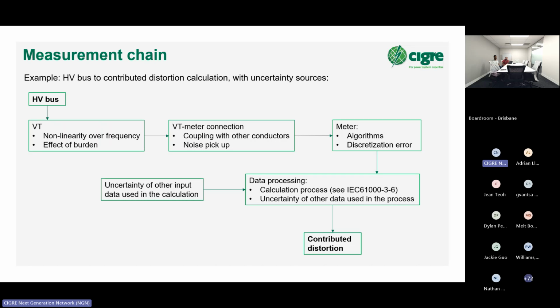Your meter uses certain algorithms and has a discretization error and so on. Again, standards IEC 61000-4-7 and 4-30, it's all in there. What is the error coming from that? Then you do data processing to understand your contribution, for example, using the subtraction of production distortion less the background measured the month before. What is the answer?